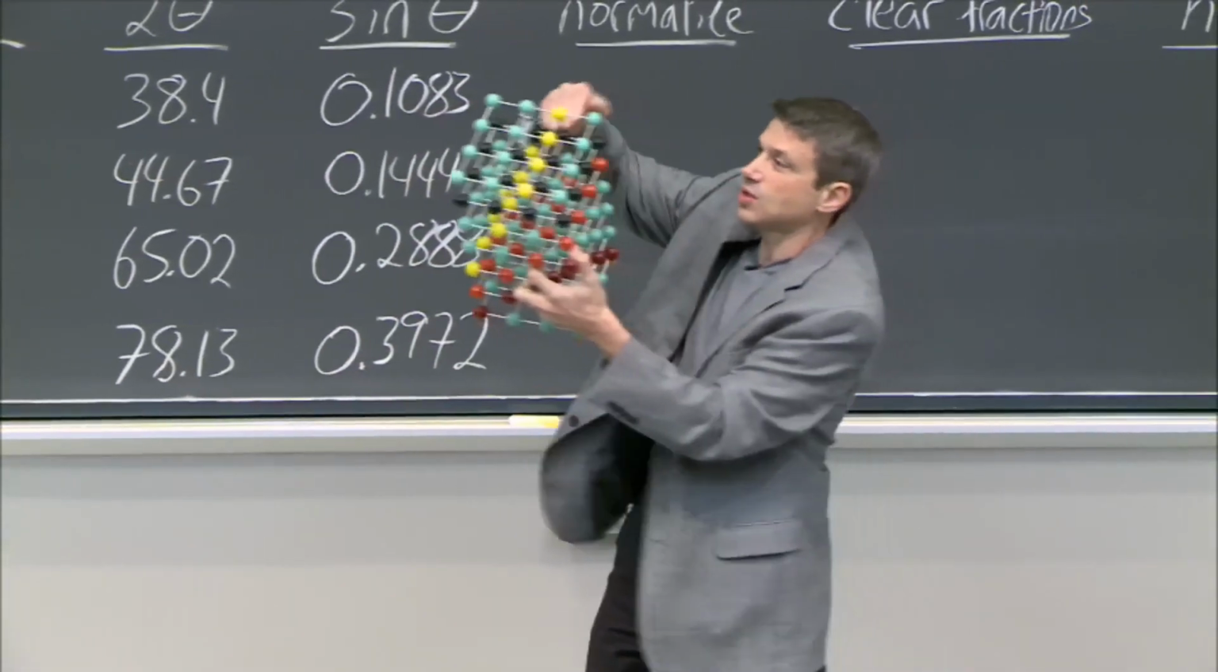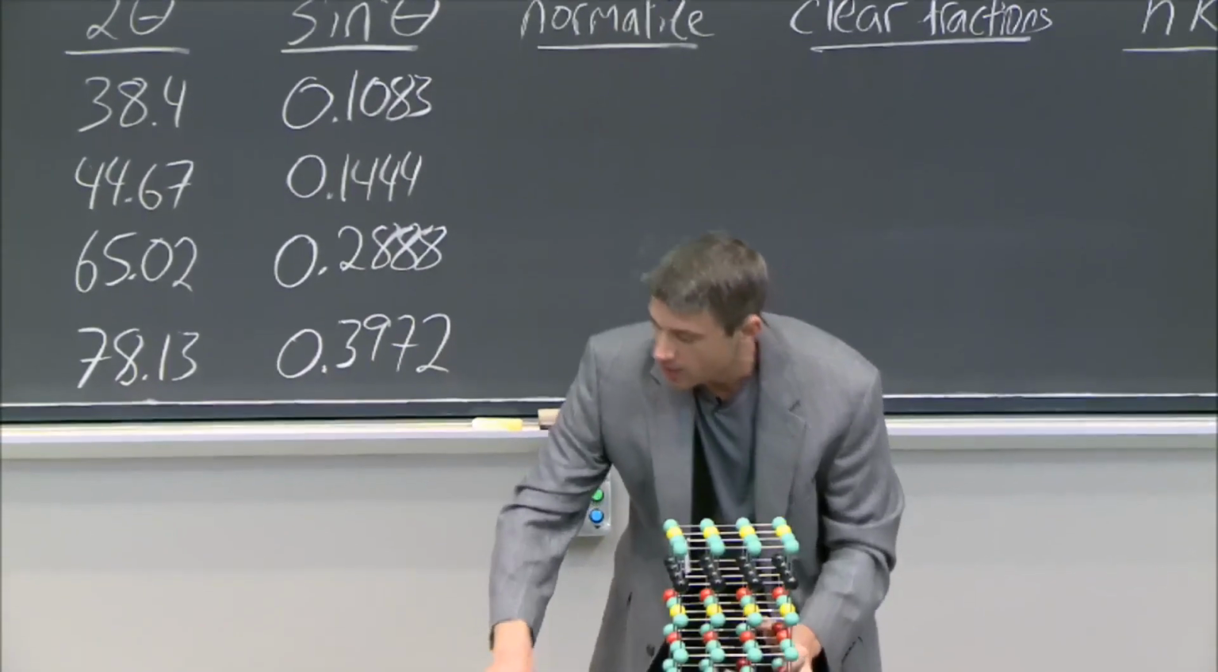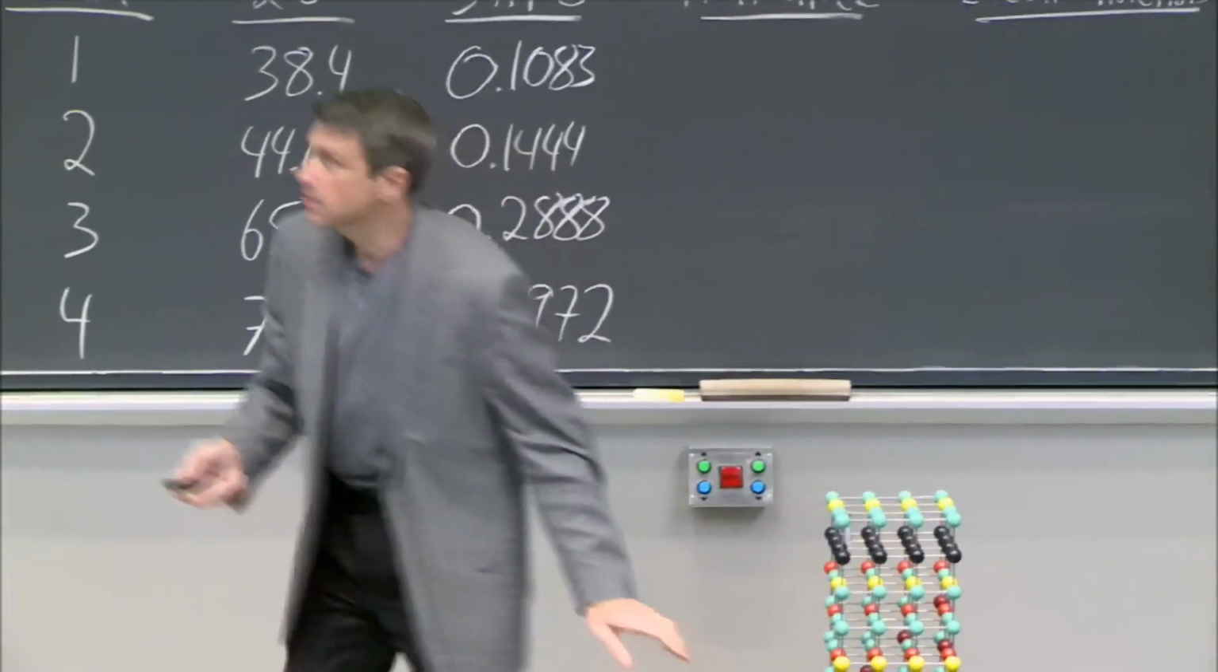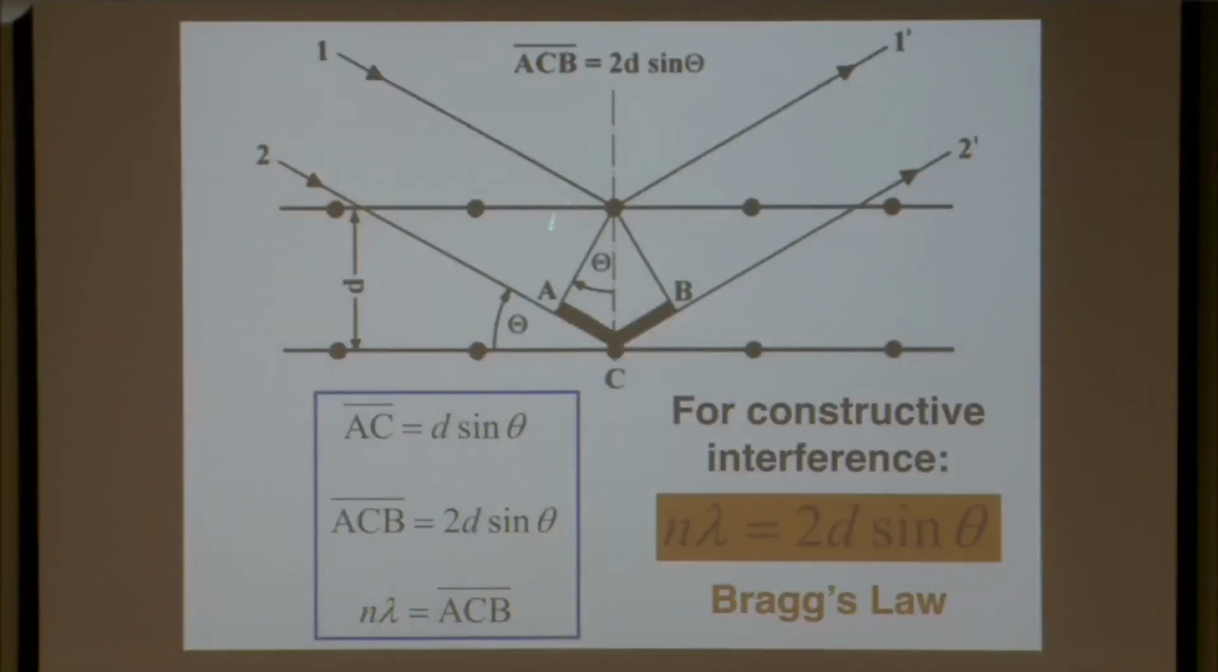So you've got a wave on top, and then you've got a wave coming down and bouncing off the one beneath it. And for those to constructively interfere so that you pick up a signal in the detector, there's only one way for that to happen, and that's if this distance plus that distance is equal to a multiple of the wavelength. And that is the Bragg condition.